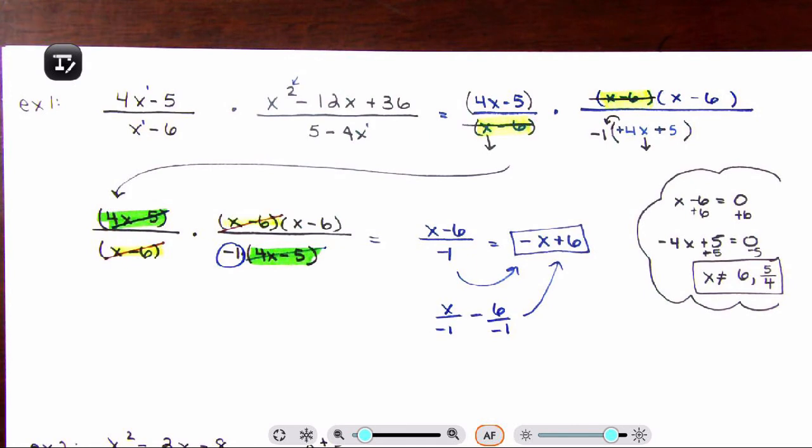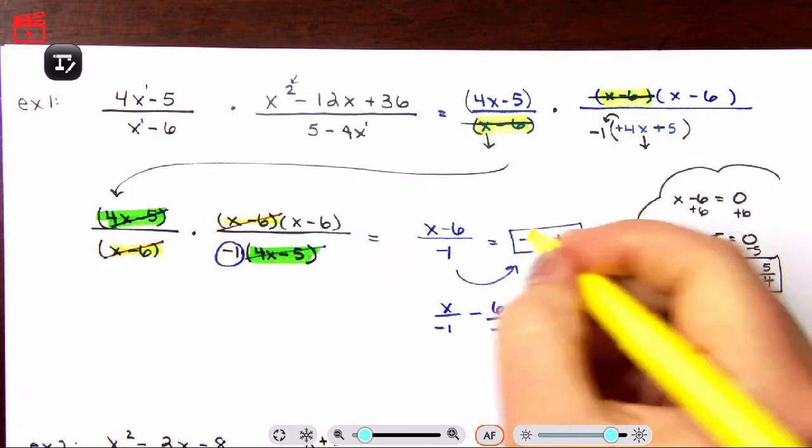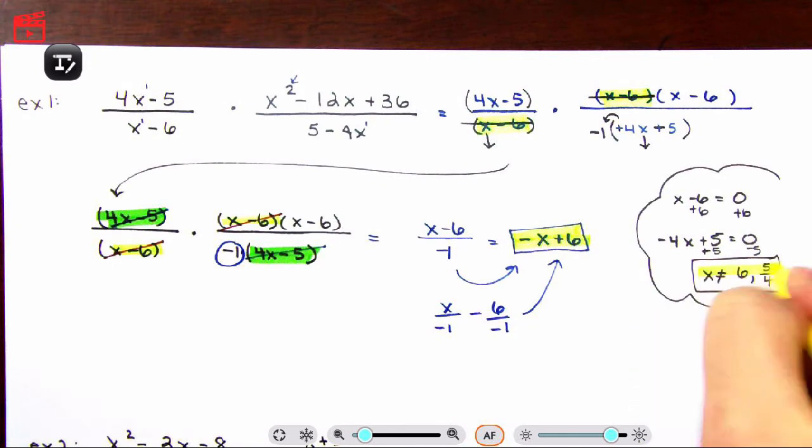Now, how does your final answer look? Your final answer looks like this, and your excluded values. You have to have both in your final answer. You're saying, here's the expression simplified. However, x still cannot be 6 and 5 fourths. When you graph it, you will see those are going to be your excluded values. All right, let's do a few more examples.